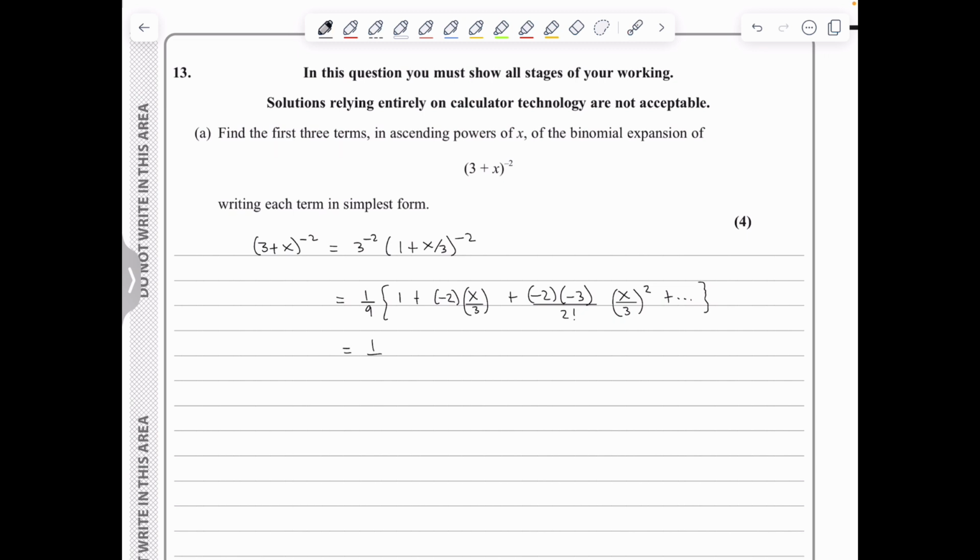I've got 1 over 9 and we've got 1 minus 2x over 3 plus x squared over 3 plus dot dot dot, which upon further expansion will give me 1 over 9 minus 2x over 27 plus x squared over 27 plus dot dot dot.